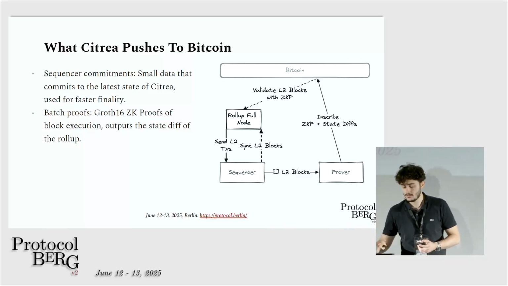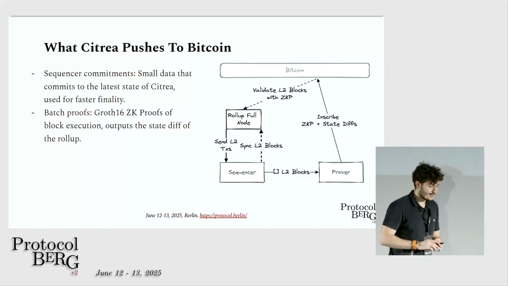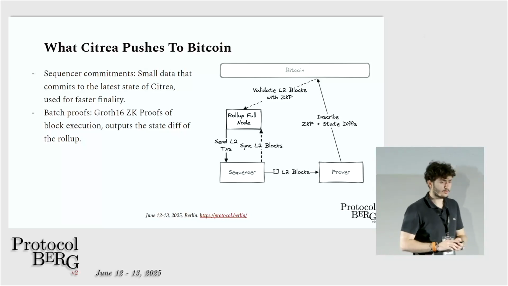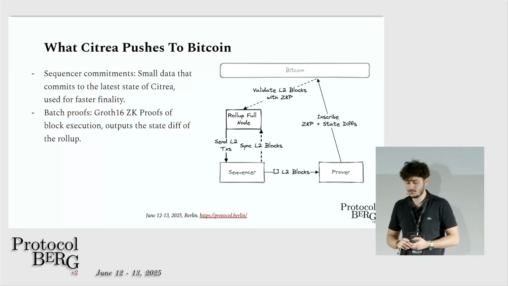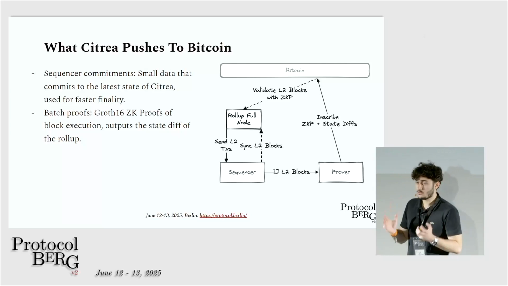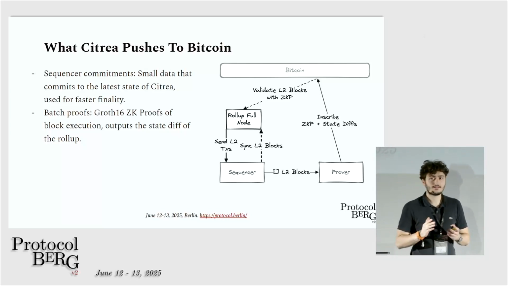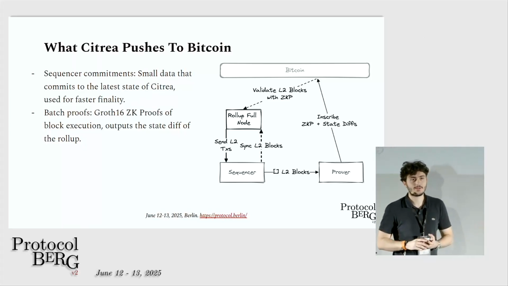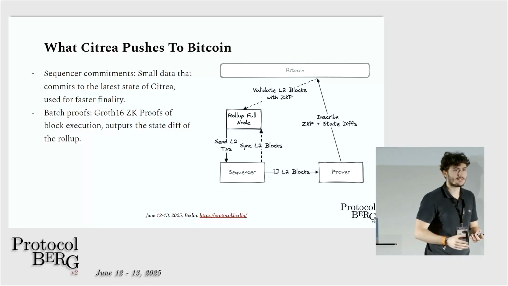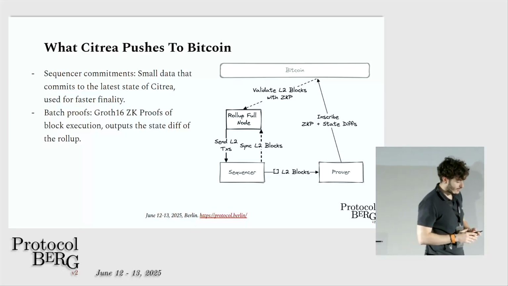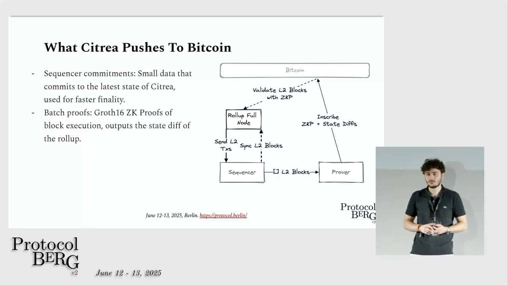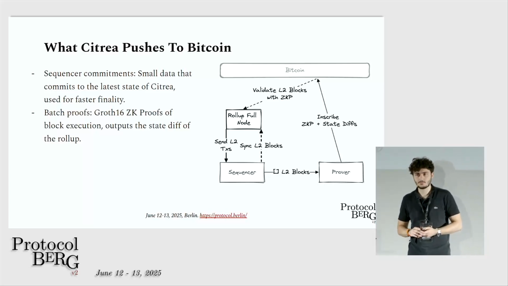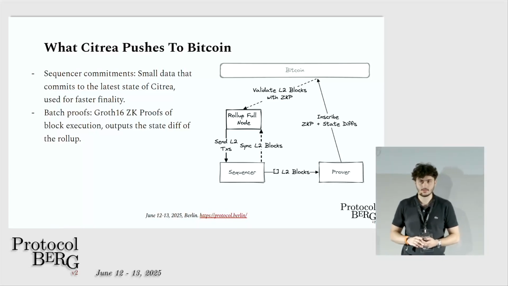so that our rollup state can be reconstructed from L1. We use state diffs instead of full transaction data because Bitcoin's DA is a little bit limited, right? 4 megabytes every 10 minutes. And we experimented a little bit and found out that state diffs are a smaller way to put your data on Bitcoin.